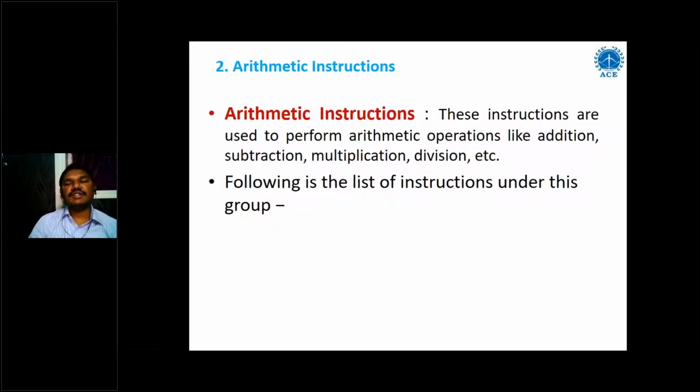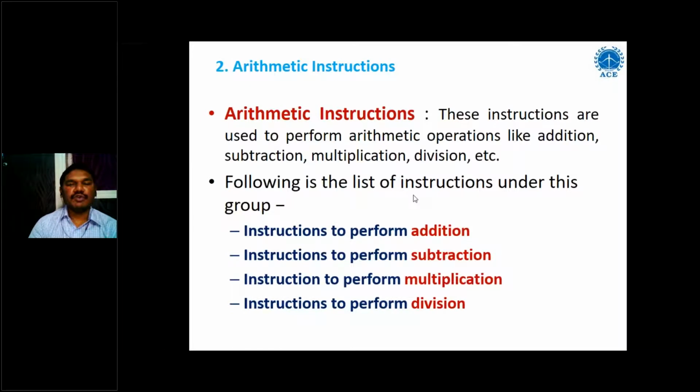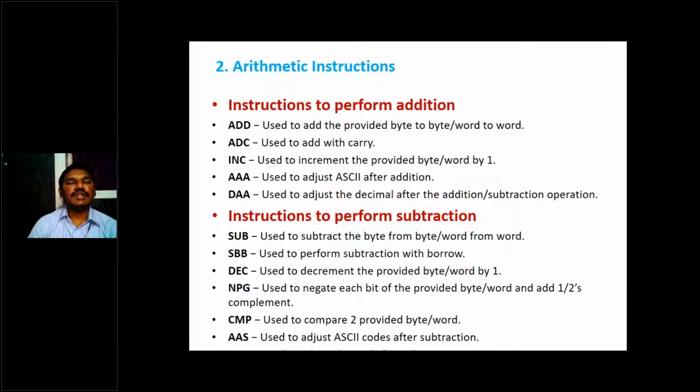Next are arithmetic instructions, and these instructions are used to perform arithmetic operations like addition, subtraction, multiplication, division, and so on. Following are examples of these arithmetic operations. As we know, arithmetic means addition, subtraction, multiplication, and division. So here you see the instructions to perform addition. The different types of instructions we have to perform addition are ADD, ADC, INC, AAA, and DAA.